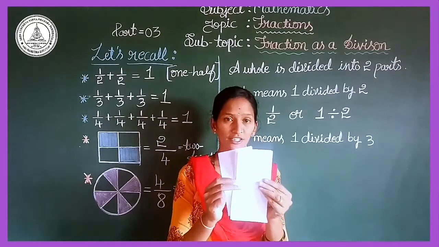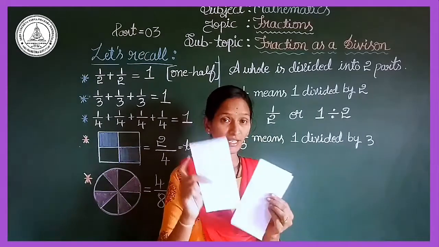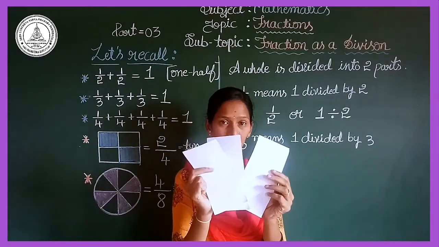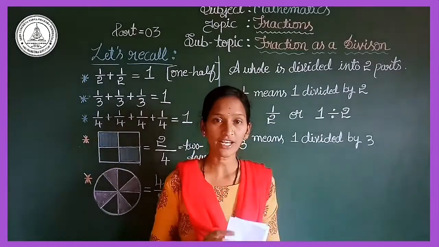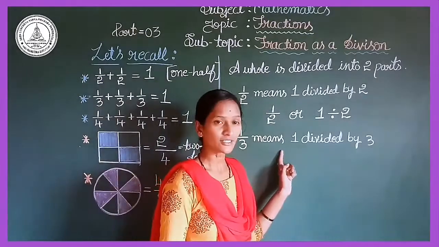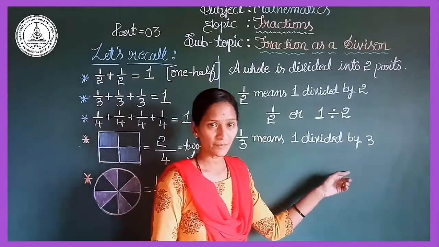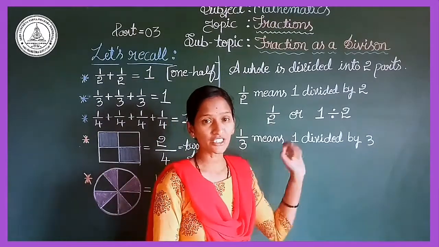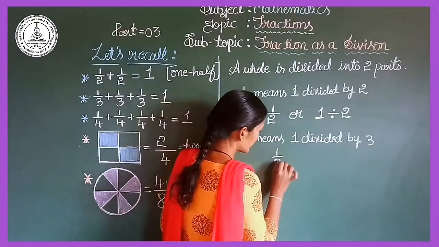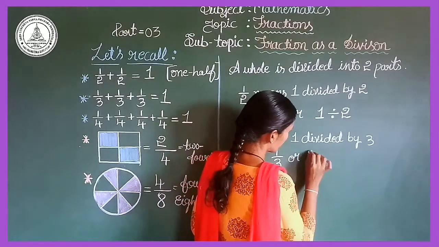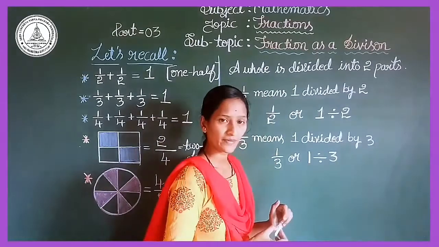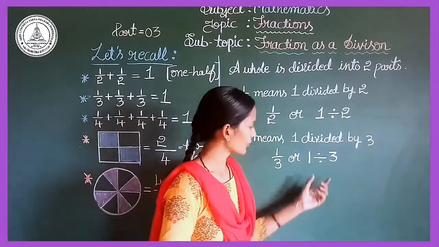So each part we call 1 by 3. Right? So here are 3 pieces or 3 equal parts. So each part we call 1 by 3. See here, 1 by 3 means 1 divided by 3. How can you write 1 by 3 using the division symbol? That is 1 by 3 or just 1 divided by 3.